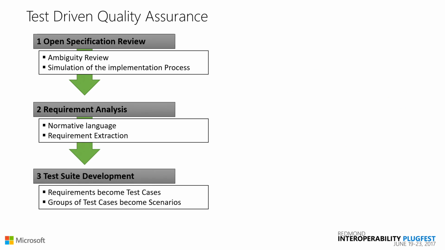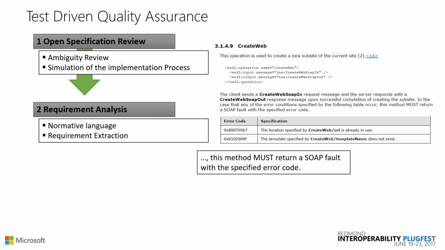For example, "this method must return SOAP fault with specified error code." Like this, we would consider this as normative language and put it as a requirement in the requirement specification.